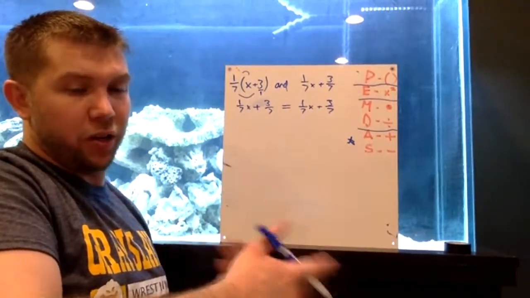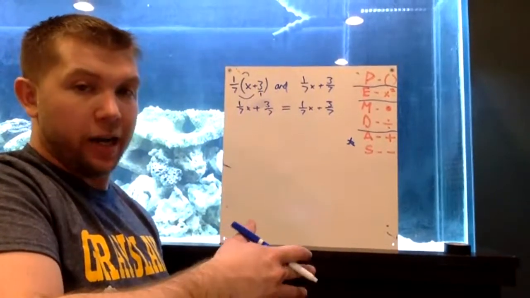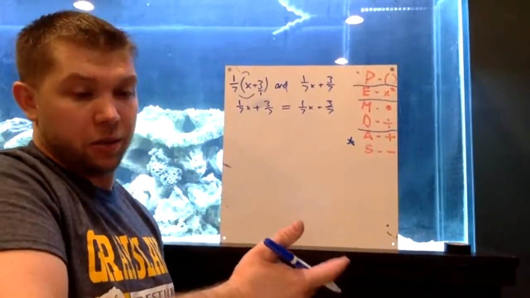You could plug in a value for x like we did earlier. You could plug in 5 for x and then multiply it out, and if you get the same answer, then you know you got it correct too.